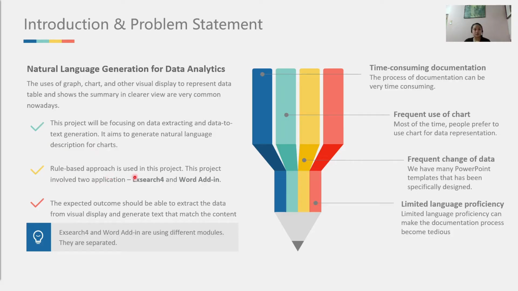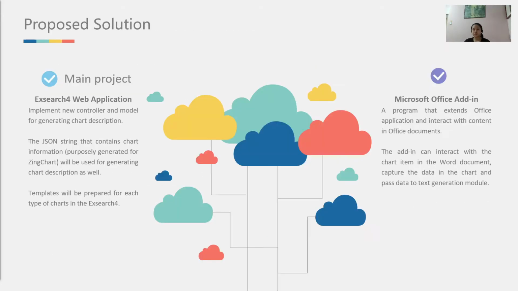The rule-based approach will be used in this project, and there are two applications involved, which are Expert Search and also Word add-ins. The expected outcome should be able to extract the data from visual display and also generate text that matches the content. As I mentioned just now, there will be two applications developed in this proposed solution. The main project will be the Expert Search web application, and the Microsoft Office add-in is a side project.